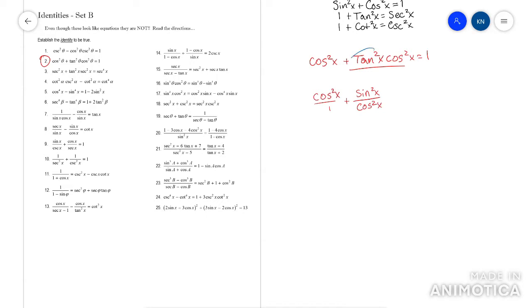That's just this part. So you still have times cosine squared, which is here on top. And so what's going to happen is these cosine squares are going to cancel. And so you're really going to have cosine squared plus sine squared, which is 1, which is what I wanted. So I would be done there. Okay, number 3.